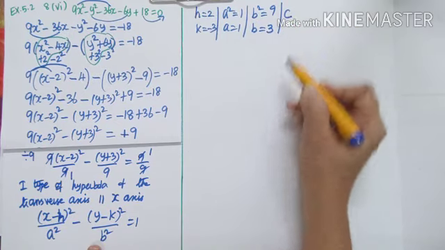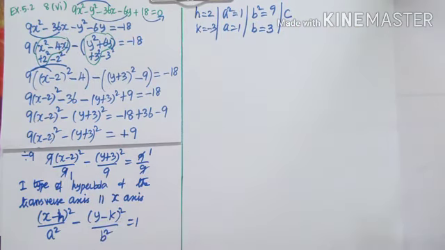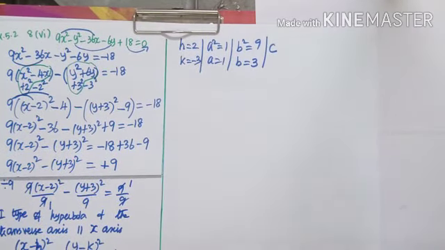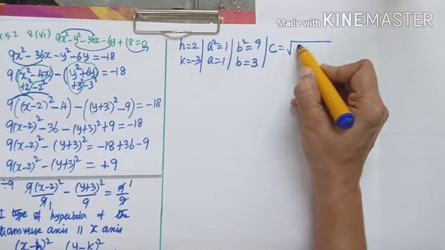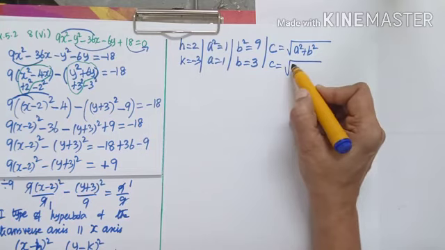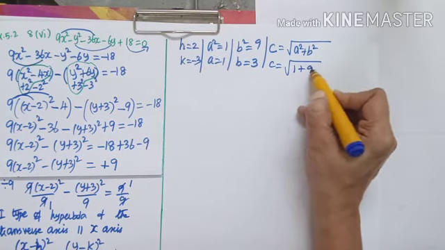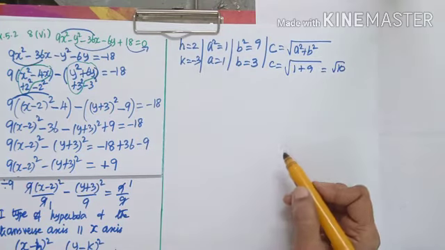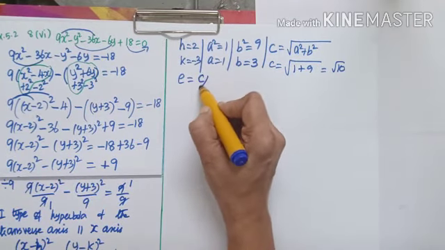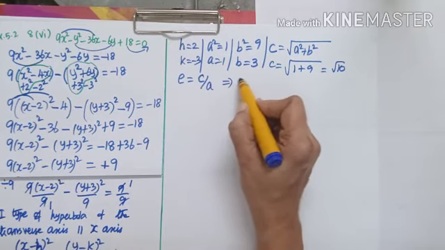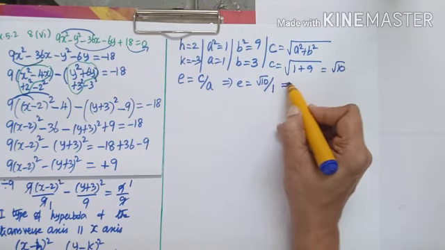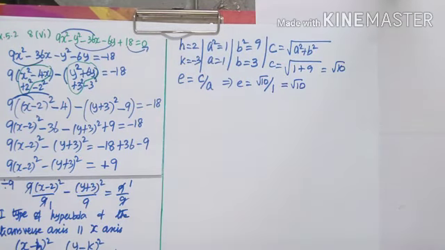And now once I know a, b, h and k, we need to find out what is c, which is equal to root of a square plus b square, or c is root of 1 plus 9, that is root 10. Having found out c, we go on to e, which is c by a. So e equals root 10 divided by 1, that is also root 10.